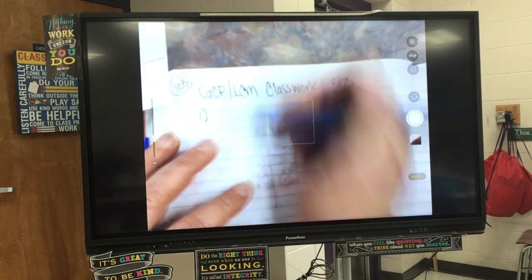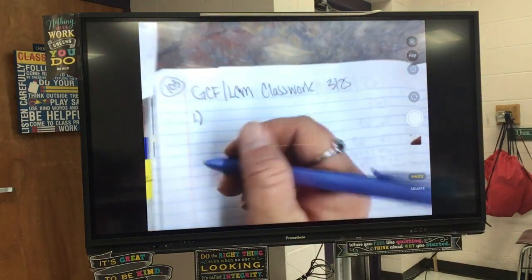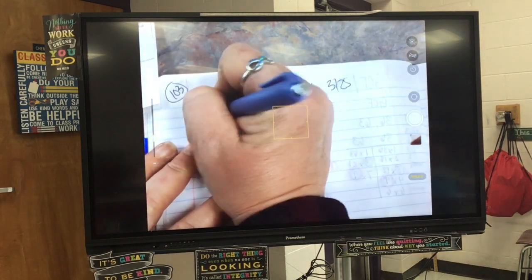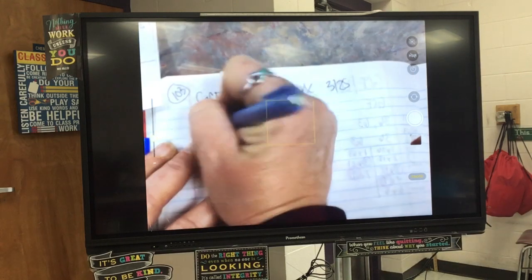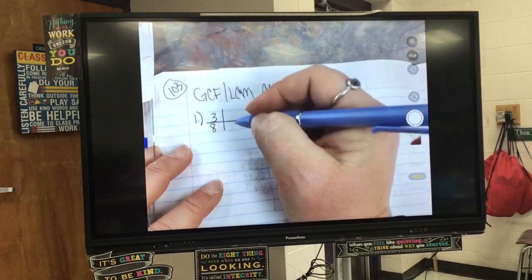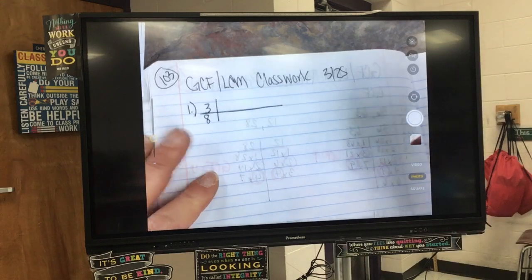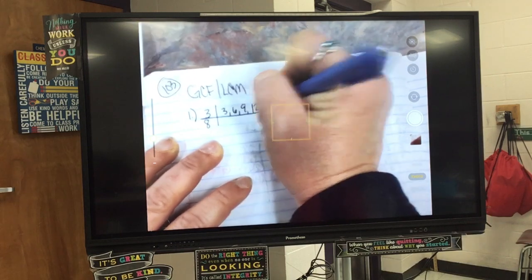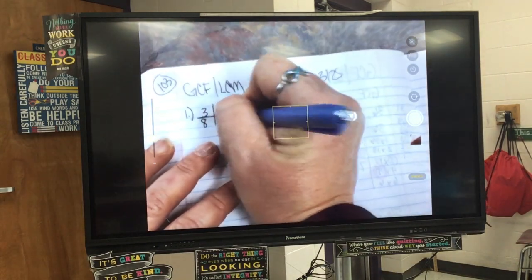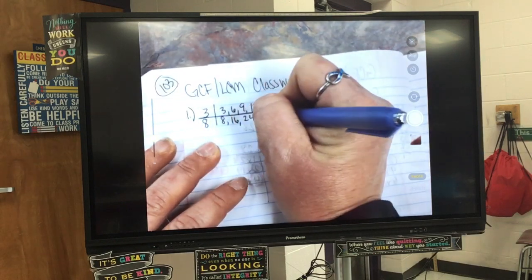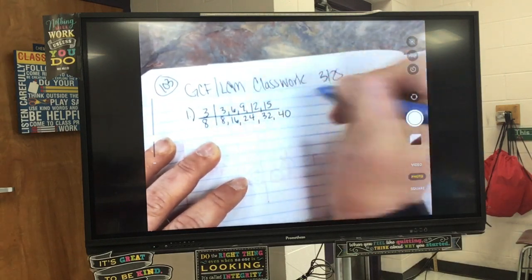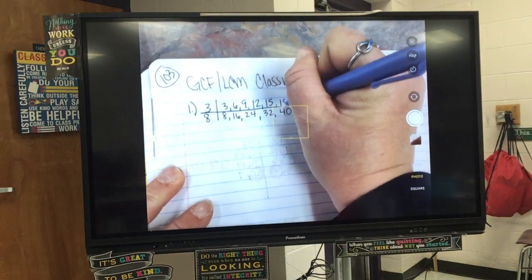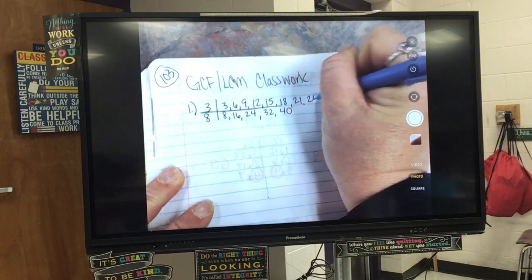This is number one. This is an LCM question. What two numbers am I using based off of my word problem? Ben? 8 and 3. So I'm going to put 3 at the top, I'm going to put 8 at the bottom. And I'm going to find my multiples. So it's 3, 6, 9, 12, 15. I'm going to do 8, 16, 24, 32, 40. I need to keep going with my 3, so I'm going to do 18, 21, 24. Can I stop?